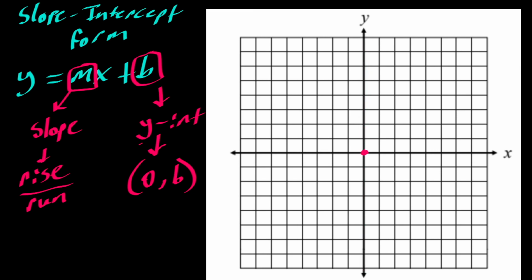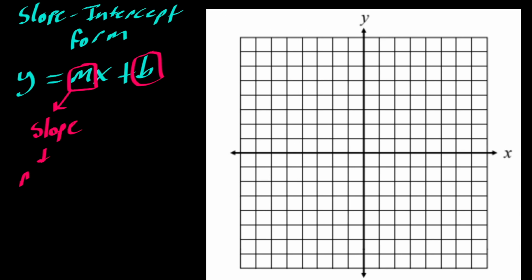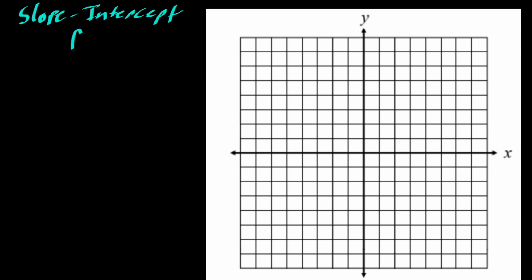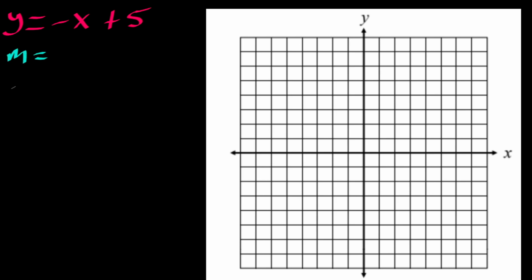All right, so now with all that in mind, let's actually look at how we're going to use that to graph this. So the first thing we'll do is we will start with a problem and we'll just break it down. So let's start with y equals negative x plus 5. Now, what we want to do is pick out what is m and then what is b.